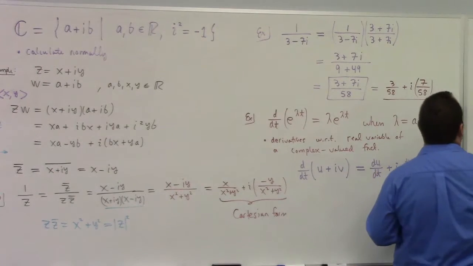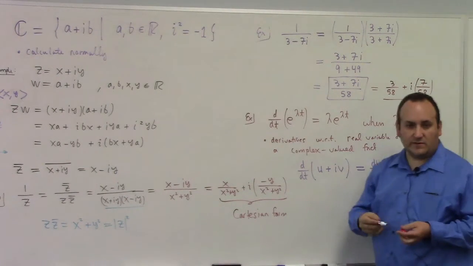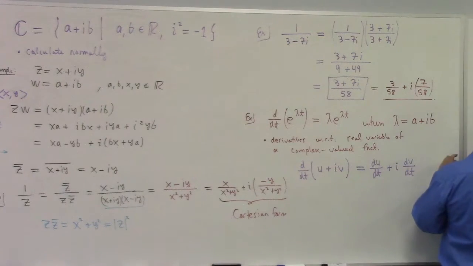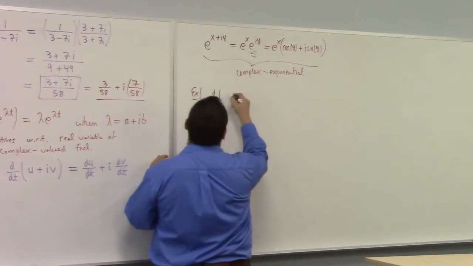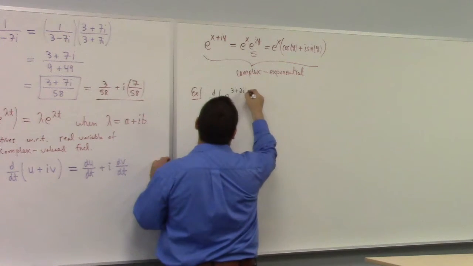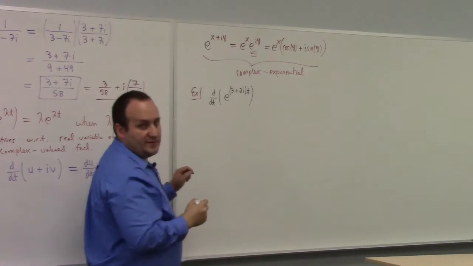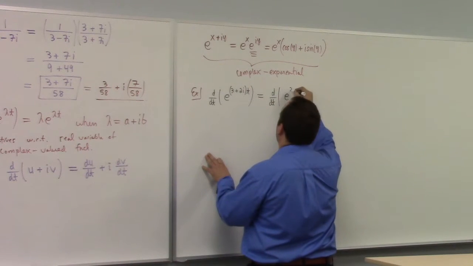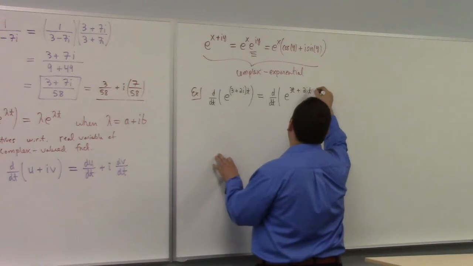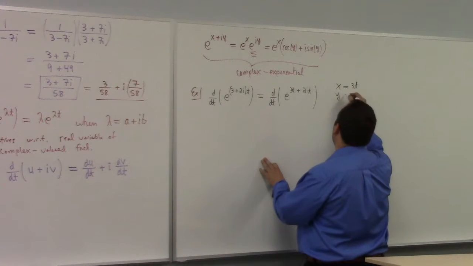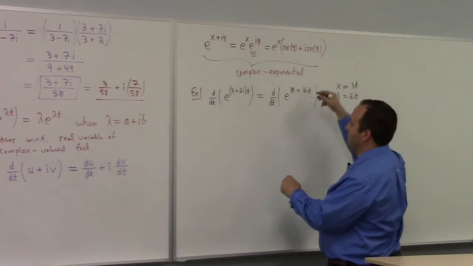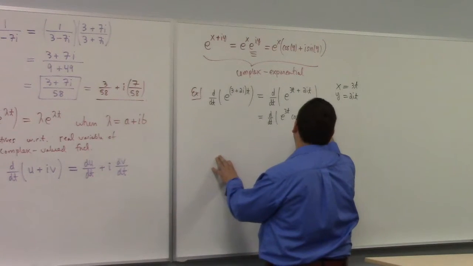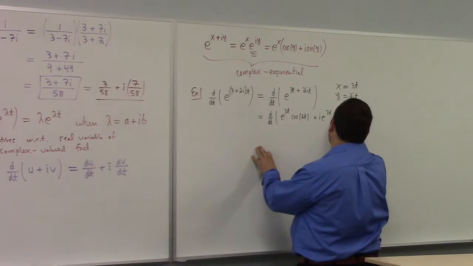Let me bring this down to earth a little bit. I ask you to prove it in general in your homework, but let me show you a specific example. If I calculate d/dt of e to the (3 plus 2i) times t, what does that mean? That means we're differentiating e to the 3t plus 2it. Think x equals 3t, y equals 2t. So what I'm really differentiating is e to the 3t cosine 2t plus i e to the 3t sine 2t.